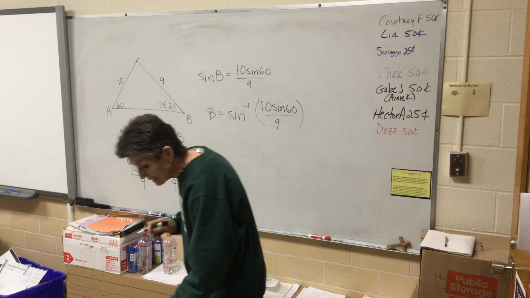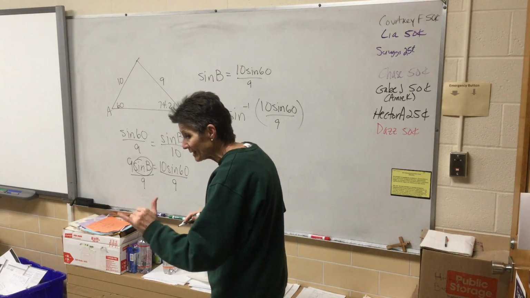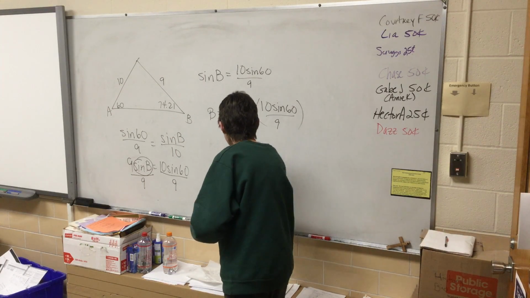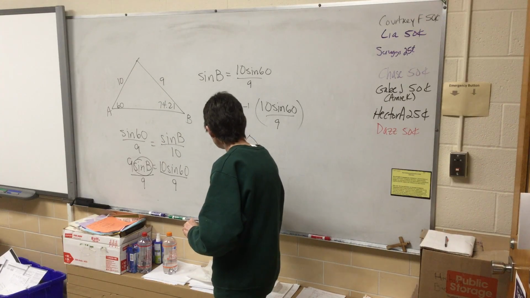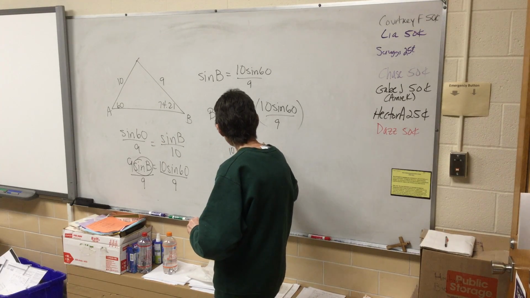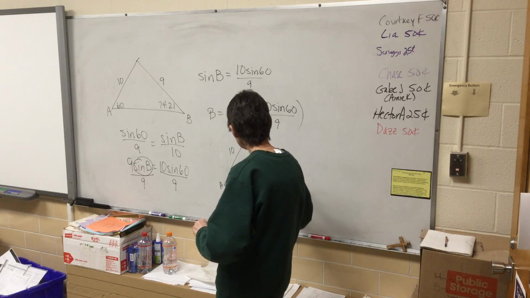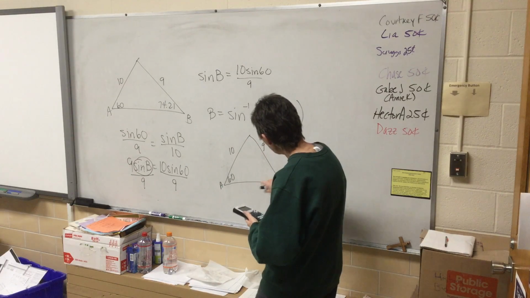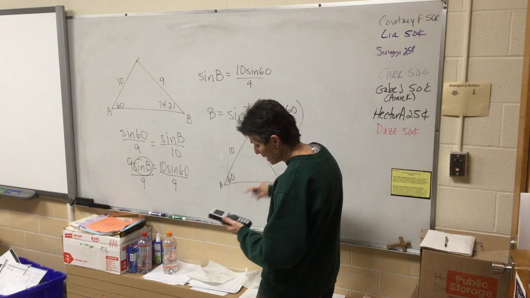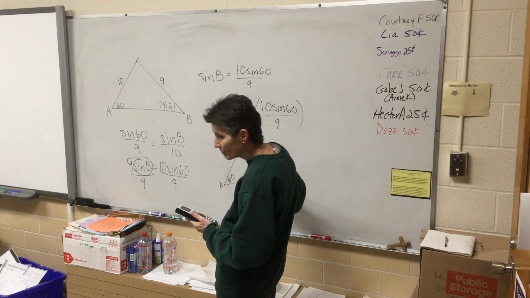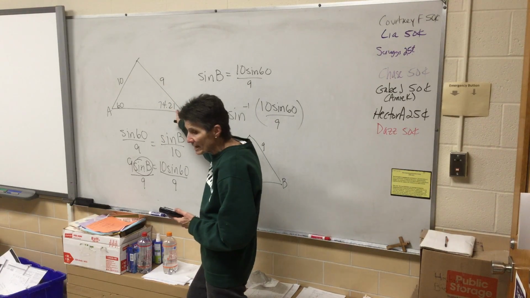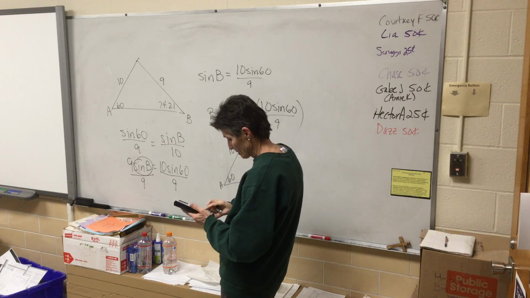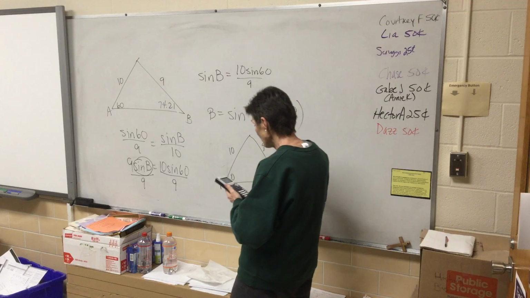Now, the minute you get an answer, you got to check for the second one. So redraw the given, which was 60, 10, and 9. That was the given. And then ask yourself, can there be the other angle B? And how do I get the other angle B? Always 180 minus the first one. So this is 105.79.